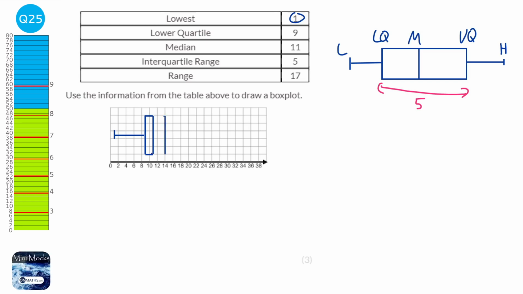and then complete our box plot. Here we go. Now the range is the total distance, or the total width of our box plot. So that's 17. So that's going to be 17 higher than the lowest value. Now the lowest value is 1, so 1 plus 17 is going to be 18. So I'm just going to, there we are. And we're going to have that at 18. And again, I'm just going to put a line there.